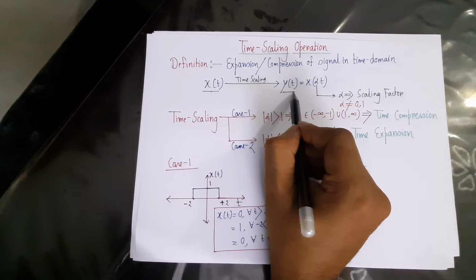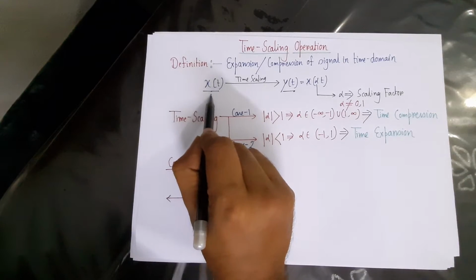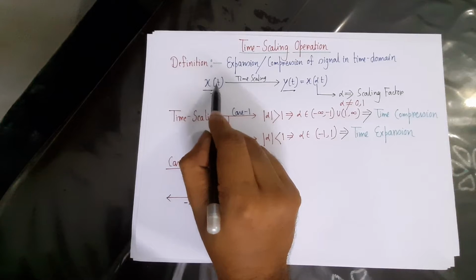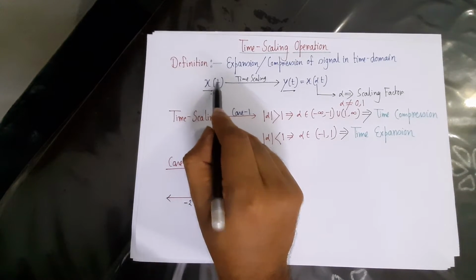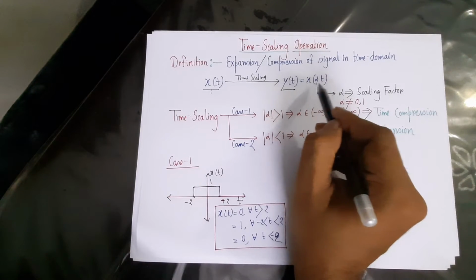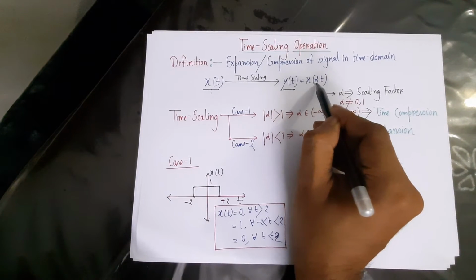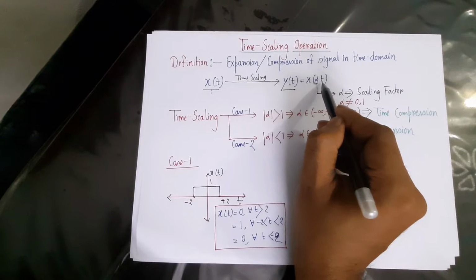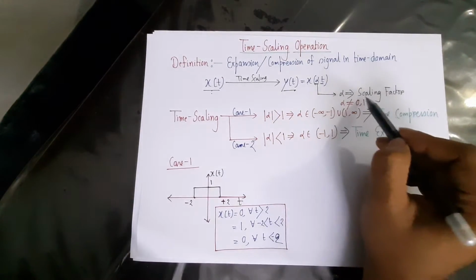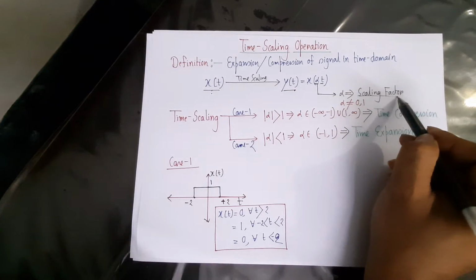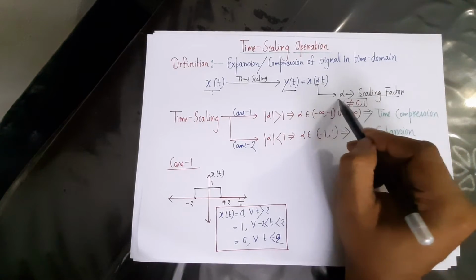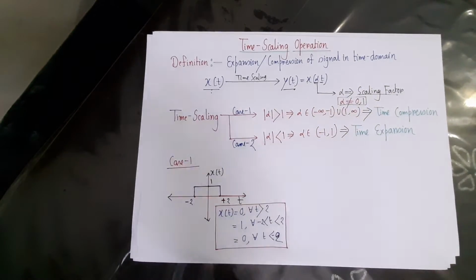we observe that y of t is different from x of t, because in x of t, in the argument of the signal we have t, but in the argument of y of t, that is in the argument of x of alpha t, we have a constant alpha multiplied with the time t. This constant alpha is also termed as the time scaling factor. Alpha can have any real value, but alpha cannot be 0 or 1.